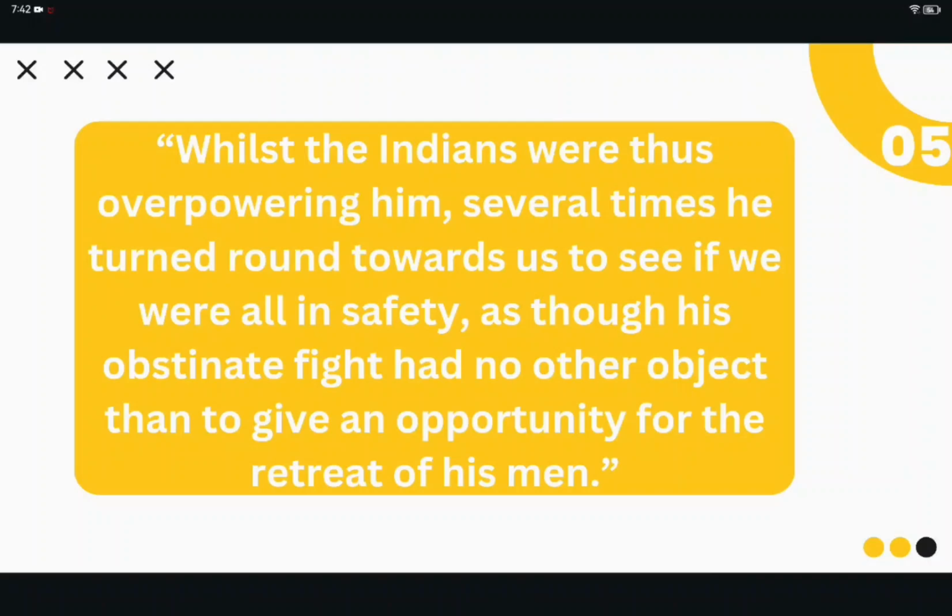He turned round towards us to see if we were already safe, as though his obstinate fight had no other object than to give an opportunity for the retreat of his men. Meaning, he is still portraying Magellan as that hero, that responsible captain who will sacrifice himself. It's just that they were already on the losing end of this particular battle. But he is the type of captain who will still ensure that his men can retreat successfully, though they are already in harm, already injured.